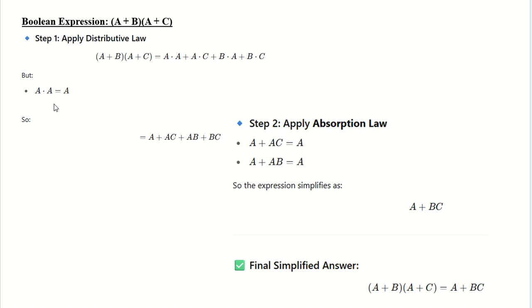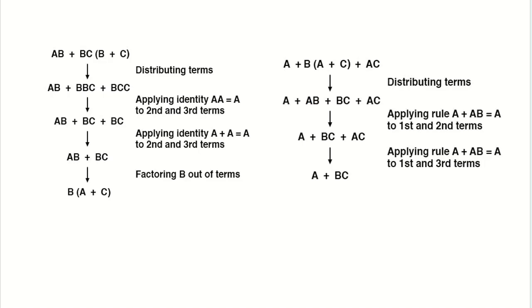Now, a dot a is a. a dot c will come as a dot c. a dot b will come as a dot b. b dot c will come as b dot c. Now, a dot c is equal to a as per absorption law. a dot b is equal to a as per absorption law. So, a plus ac is equal to a. a plus ab is equal to a. We can simplify this finally as a plus bc. Now, the final simplified answer for the given Boolean expression will be a plus bc. This is one of the examples for Boolean expression reduction.